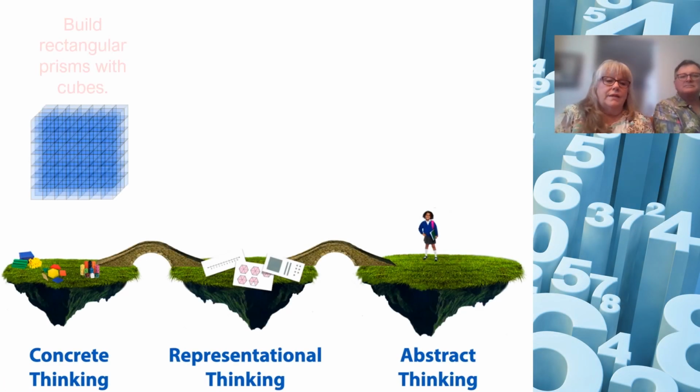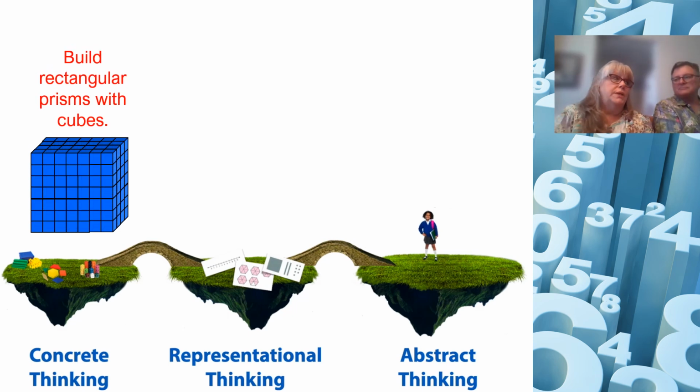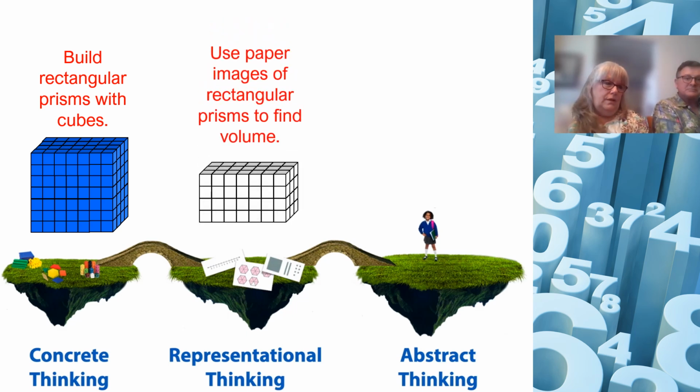And looking at that CRA model, we want to build rectangular prisms using cubes. That's where we want to start with our students. Yes. And then the representational piece would be a visual image of a rectangular prism. So this would be printed on a piece of paper, where they don't actually have the prism to be able to count the cubes. Could they also draw them themselves, a 3D shape?